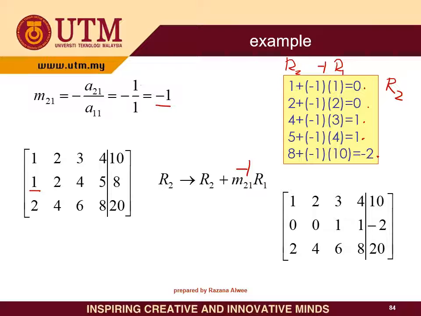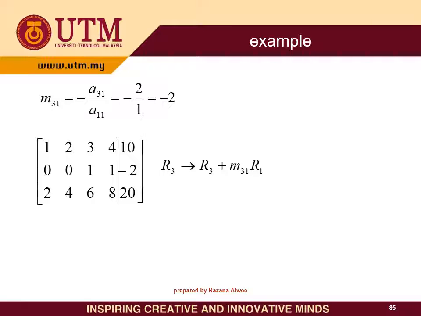So the new one is 0 0 1 1 -2. So we get our conclusion here. Then we need to find m31, and according to our echelon form here, row 3 column 1, we want to change it to 0. So a31 divided by a11, so divide by 11, it will become -2 because we have negative here.